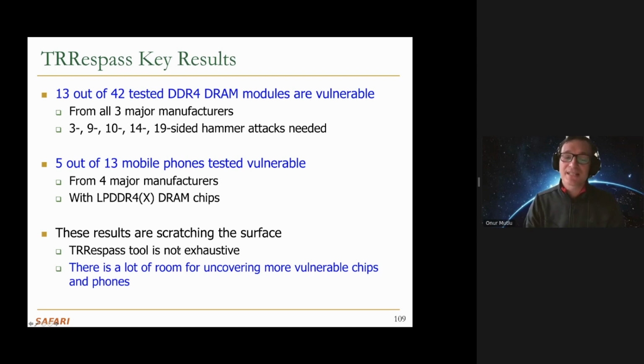And I believe these results are scratching the surface. Our tool is not exhaustive, and the paper also mentions that. And there are multiple reasons why it's not exhaustive. It's not easy to get to the best possible hammering patterns. And there's a lot of room for uncovering more vulnerable chips and phones, in my opinion. I believe actually all of the chips that we tested are somehow vulnerable because the mechanisms that are employed internally in the DRAM chips are actually not completely security proof because they're not proven to be secure.